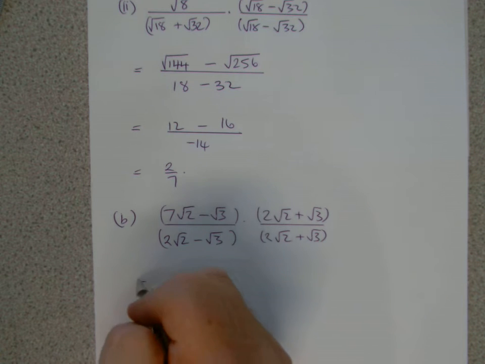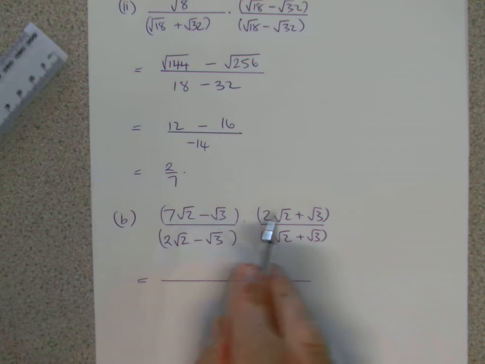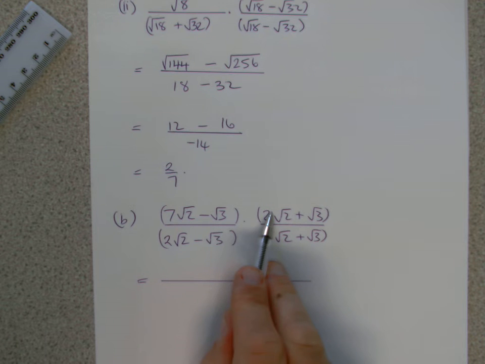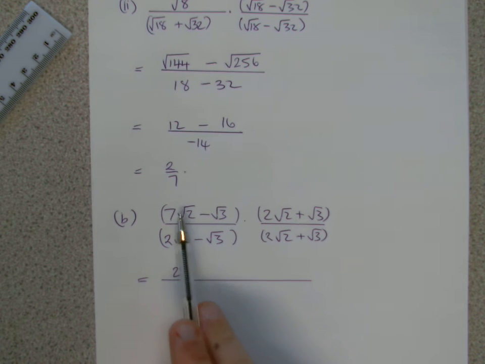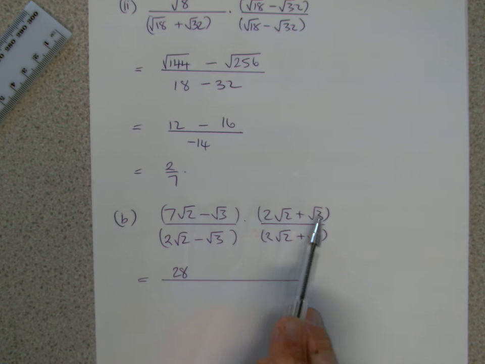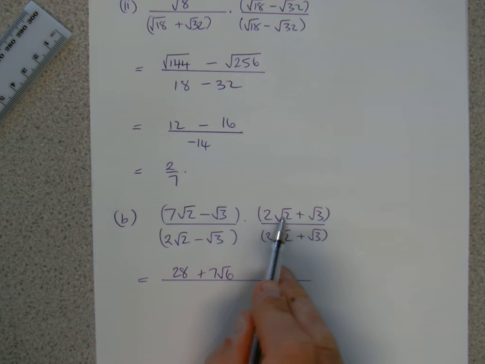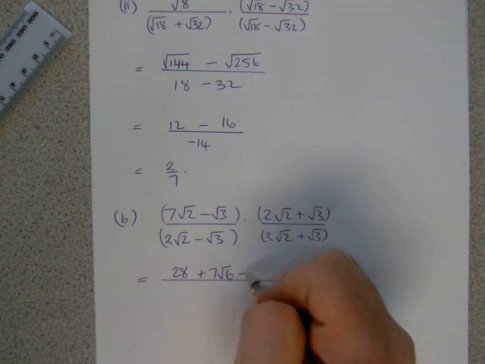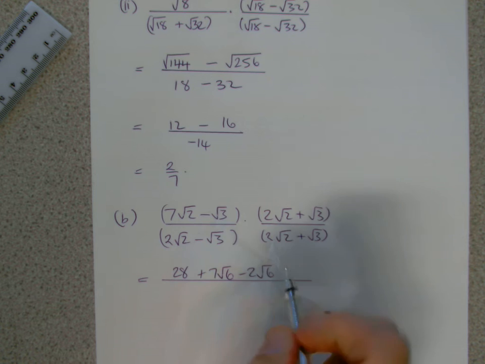Now, when we go about this then, we do firsts on the top. So we'll have 7 root 2 times 2 root 2. So 7 times 2 is 14. And root 2 times root 2 is 2. So 14 times 2 is 28. Then we got the outers, 7 root 2 times root 3. Well, root 2 times root 3 is root 6. So 7 root 2 times root 3 is 7 root 6. The inners then, root 3 times 2 root 2 is 2 root 6, or minus 2 root 6. And then the last, root 3 times root 3 is 3. And it'll be minus 3.